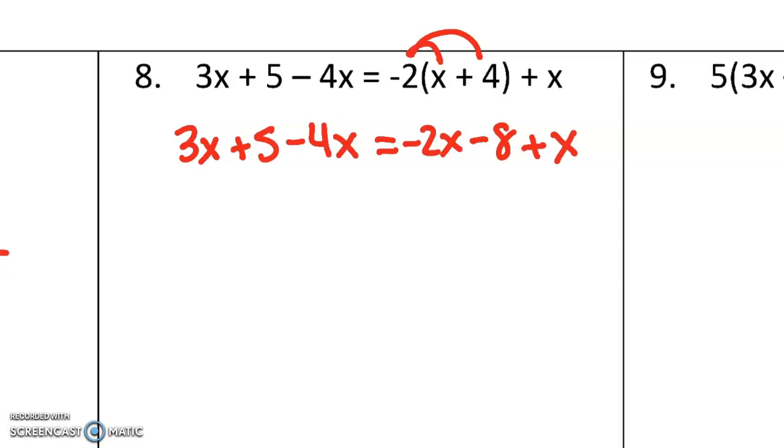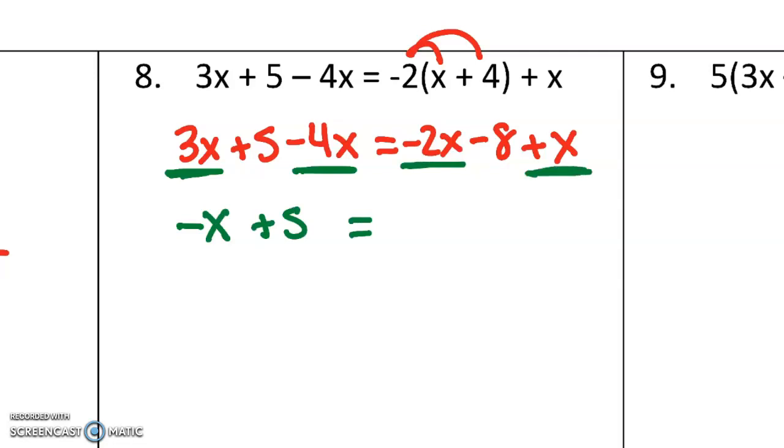Now there are several ways for you to finish up this problem. For me, I'm going to solve by combining like terms. So I've got 3x minus 4x gives me a negative x plus 5. I've got negative 2x plus x gives me a negative x minus 8. I like to get my x's together first, so I'm going to add x's to both sides.